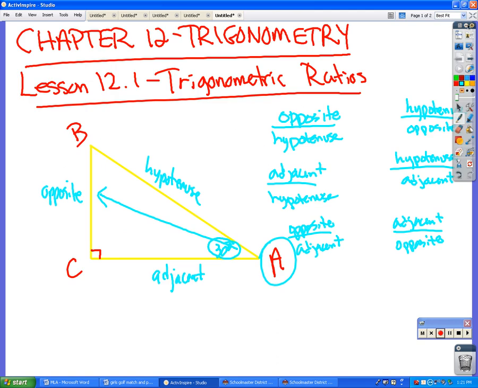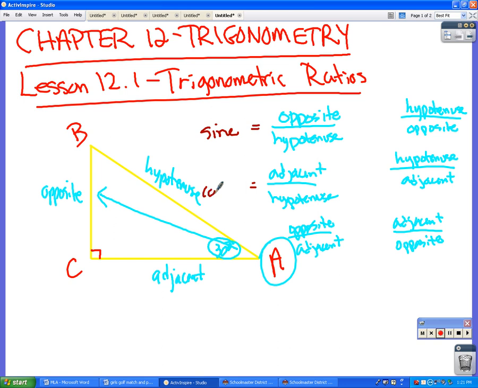So some of you guys said what these are called already. You've obviously seen these before. Opposite over hypotenuse is called the sine ratio. Adjacent over hypotenuse is called the cosine ratio. Opposite over adjacent is the tangent ratio. And those are the ones you're going to see the most: sine, cosine, and tangent.